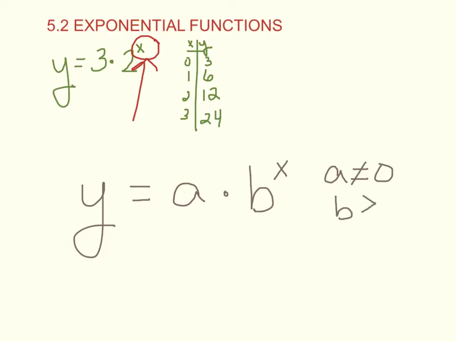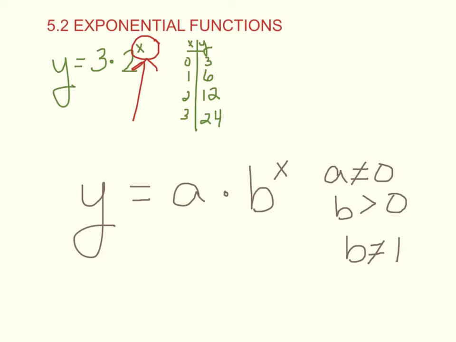B has to be bigger than 0. That's important to note. B cannot equal 1. And the reason why B cannot be 1 is because think about what's going to happen if you take 1 to any power. 1 to the 5th power is just 1. 1 to the 8th power is 1. No matter what you get, it's going to be the exact same number. So it's not going to be an exponential function.